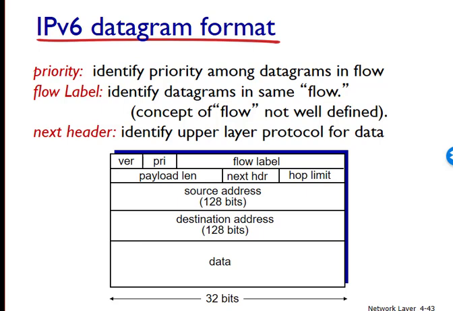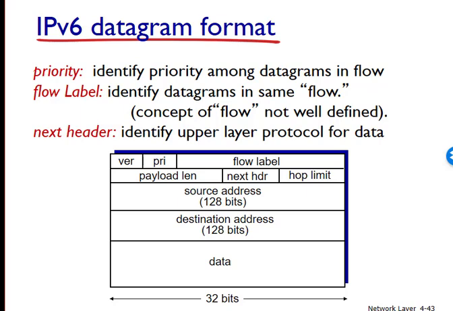A number of IPv4 fields have been dropped or made optional, providing a streamlined 40-byte header. The resulting 40-byte fixed-length header allows for faster processing of the IP datagram. A new encoding of options allows for more flexible options processing. IPv6 has an elusive definition of a flow. This allows labeling of packets belonging to a particular flow for which the sender requests special handling, such as a non-default quality of service or a real-time service.